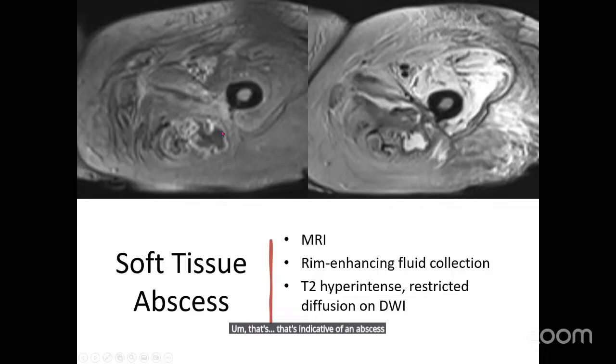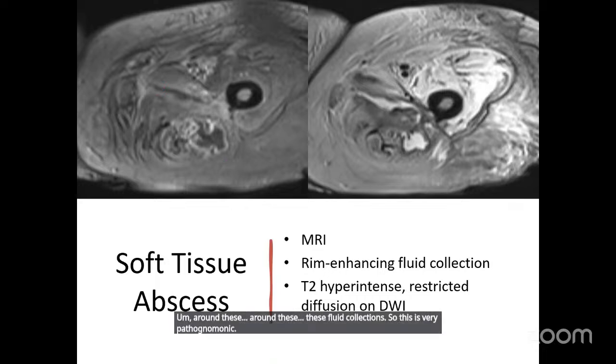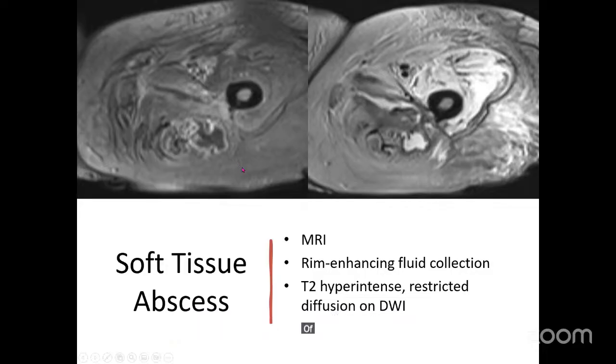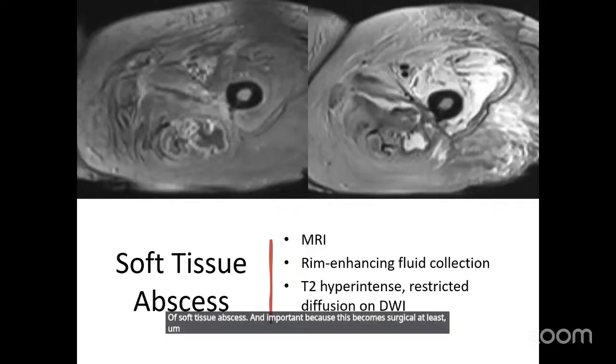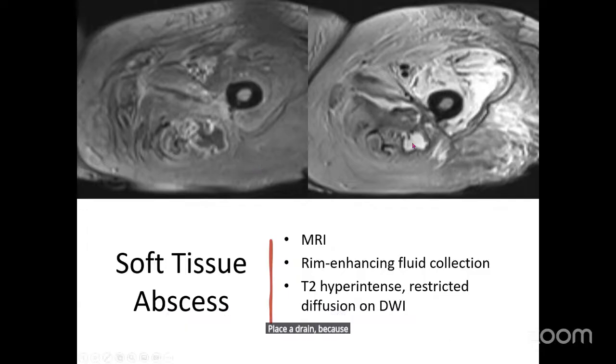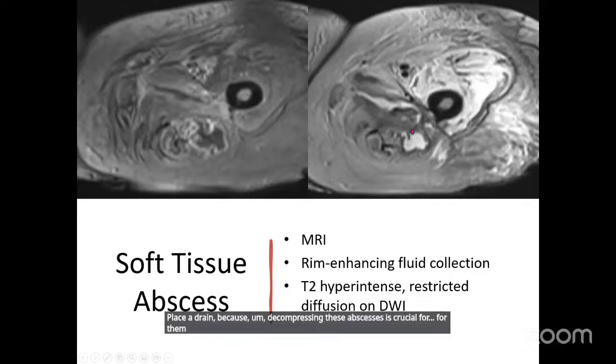And here you can see there's peripheral contrast enhancement around these fluid collections. So this is very pathognomonic of soft tissue abscess, and important because this becomes surgical, at least to have our interventional radiologist place a drain, because decompressing these abscesses is crucial for them getting healed.